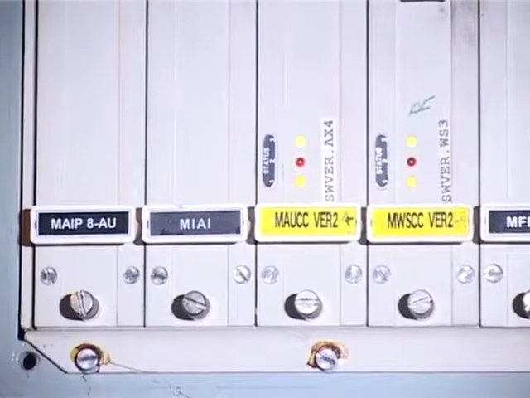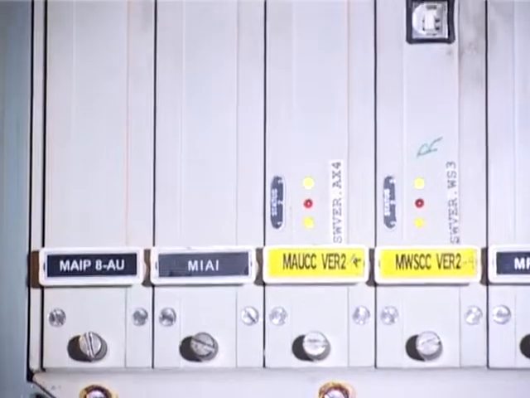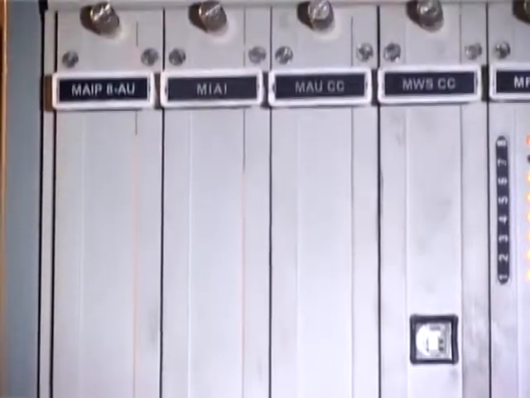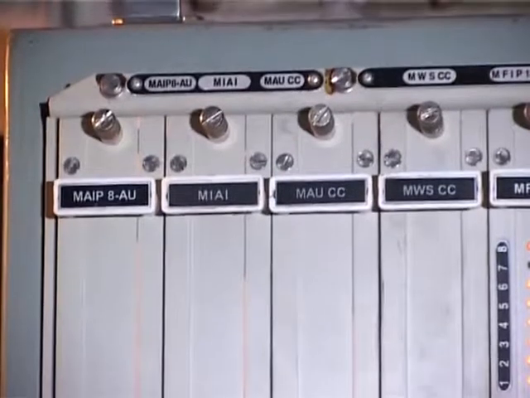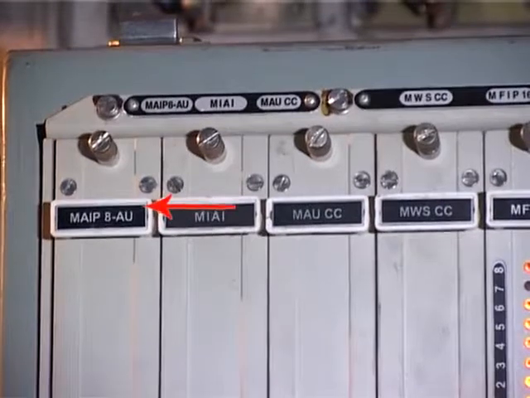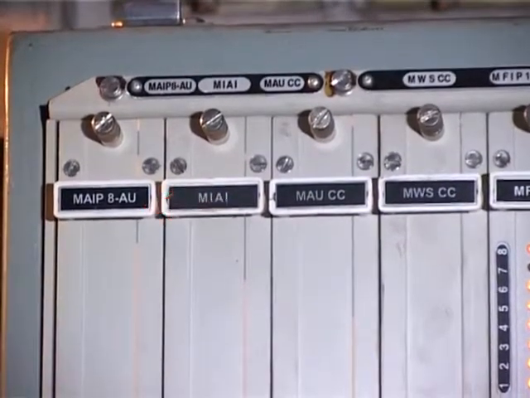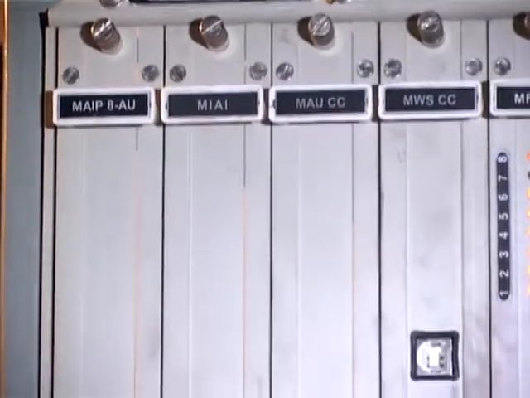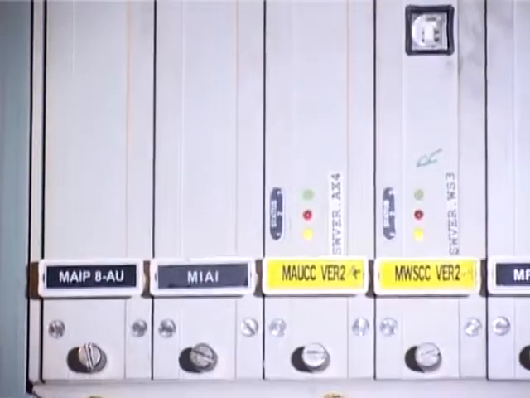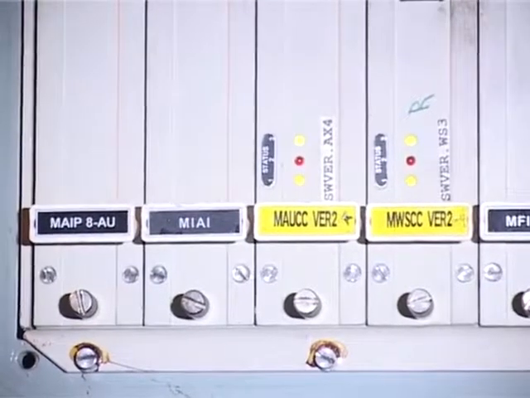Analog input cards. The MEP660 system continuously monitors various parameters like voltages, currents, pressures and temperatures of various equipment in the locomotive through different sensors. Analog input card MAIP8AU. This MAIP8AU card is connected between the MAU-CC card and ADB1. Parameters pertaining to the auxiliary generator and battery charging are mainly connected to this card.